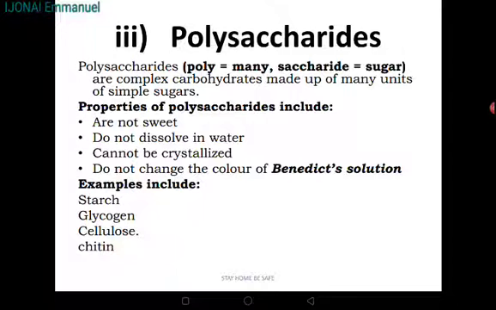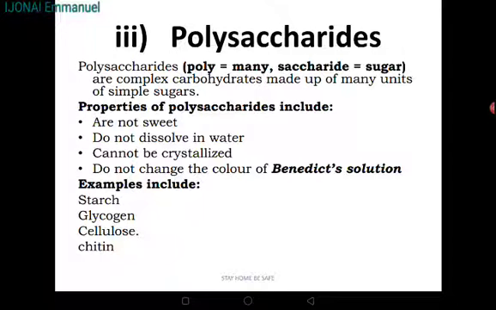So let's look at their properties very fast here. One, they are not sweet. An example of a polysaccharide is starch, and one of the sources of starch is cassava. If you compare the taste of cassava and the taste of table sugar, which one is sweeter? Dear students, which one is sweeter? You realize that table sugar is sweet and cassava does not taste that sweet. Or maize. Maize also doesn't taste sweet because it has starch. So that's how polysaccharides taste.